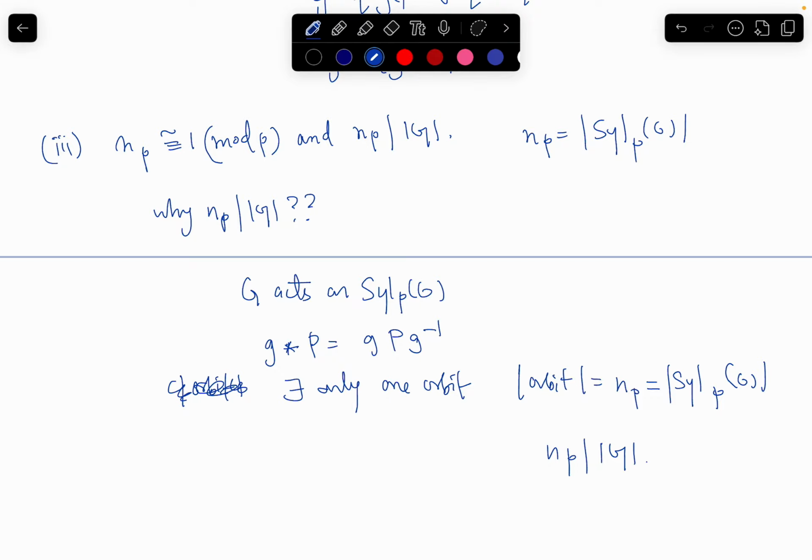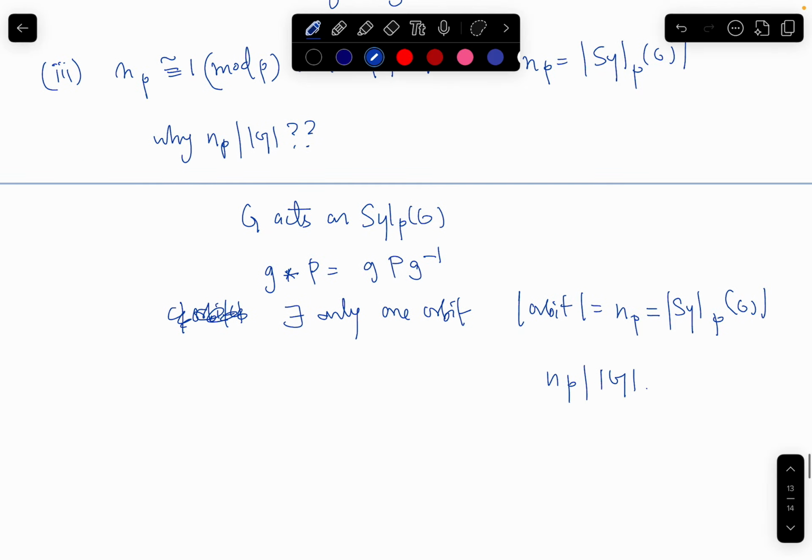So next we have to show that this n_P is congruent to 1 modulo P.